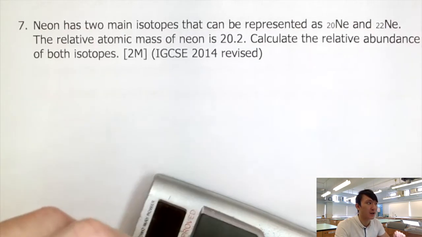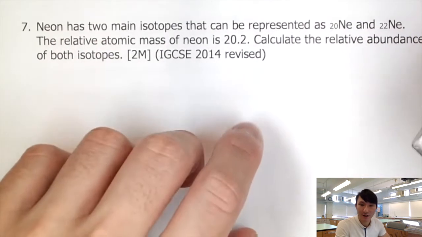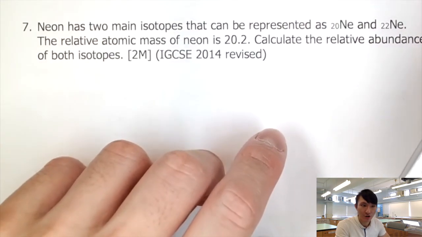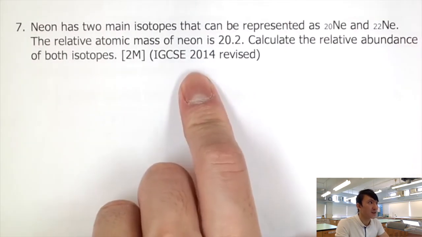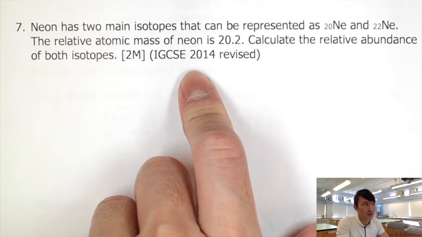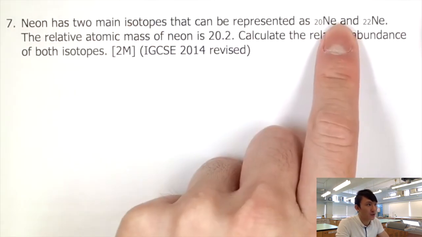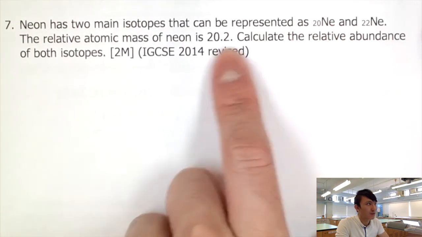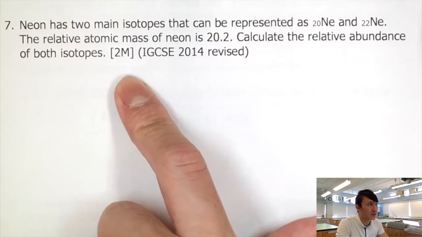Because in your exam you can't use your calculator. So for these calculations, we will provide you with numbers that are manageable without a calculator. So questions like this would be similar to those that we will have in the exam. Now here, two main isotopes, neon 20 and neon 22. Relative atomic mass is 20.2. Calculate the relative abundance.